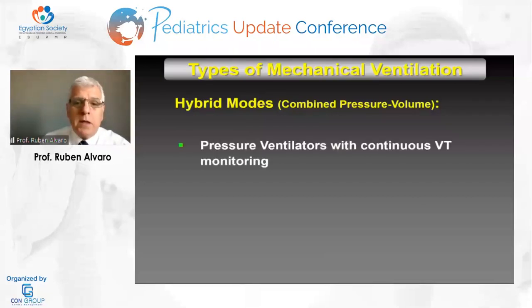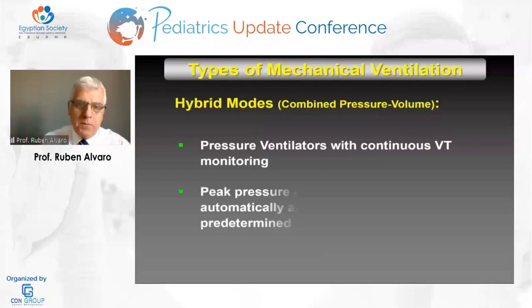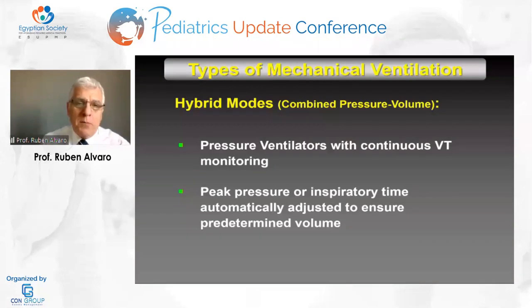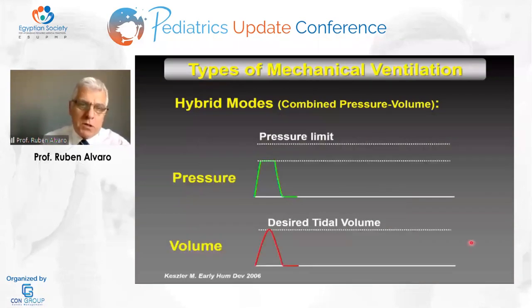But the way they work is that the ventilator will continuously measure the expiratory tidal volume, and it will adjust the pressure to try to target or aim for the volume that you set, okay? So the peak pressure or inspiratory time is automatically adjusted to ensure a predetermined volume. This is the way it works. Here we have the first breath with an X pressure that delivers a desired tidal volume. This is our desired tidal volume that we set. Usually it's about 4.5 to 5 per kg, okay? So in the first breath, this PIP will give us our desired tidal volume.